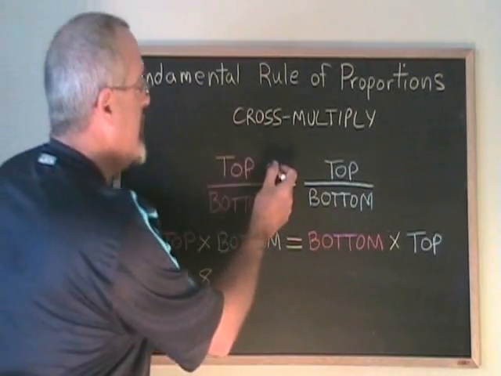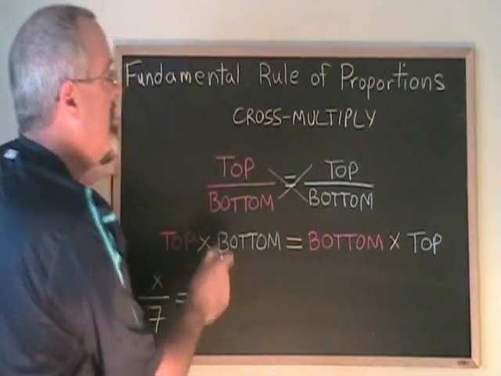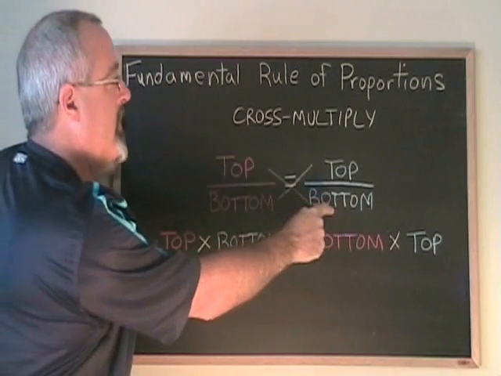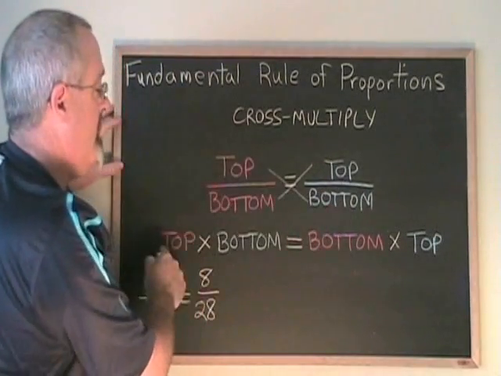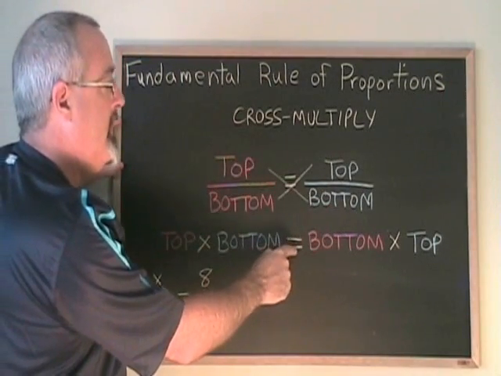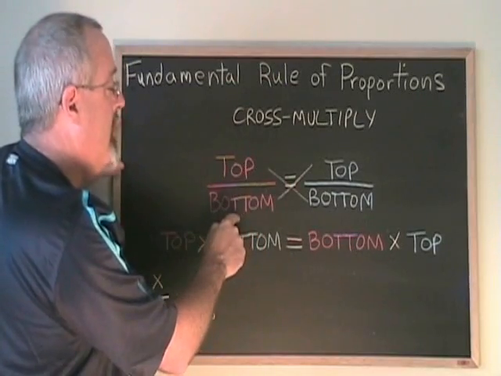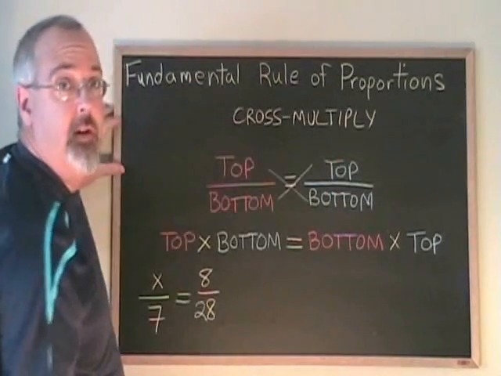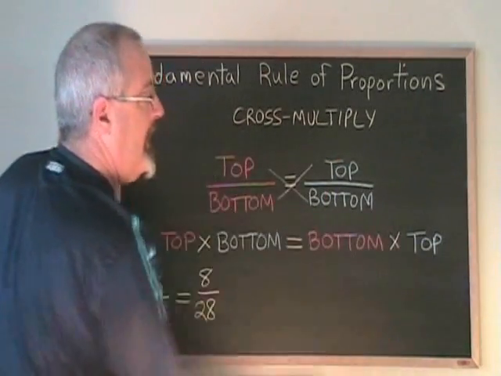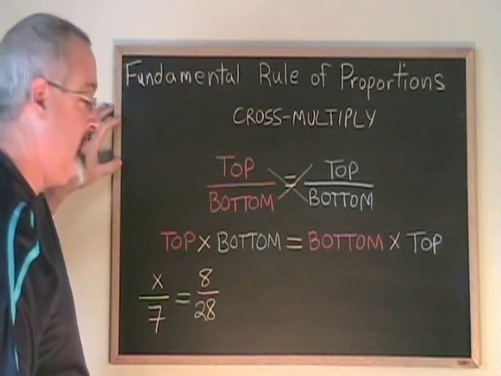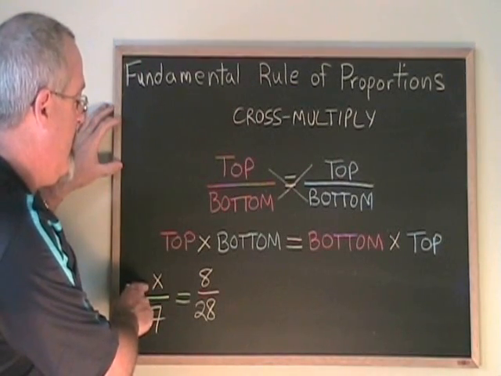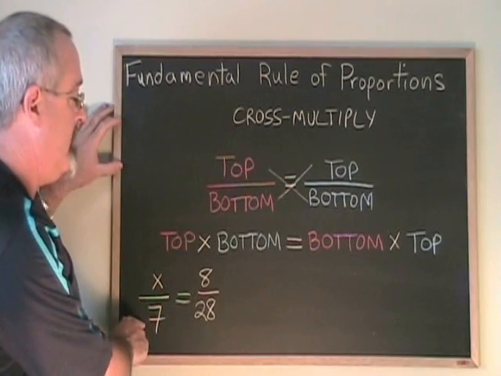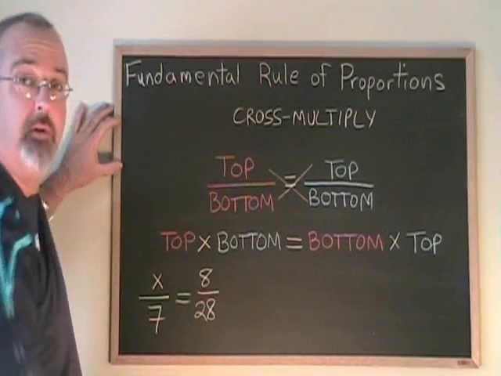Cross multiply means we multiply the top of one side by the bottom of the other, and write it like this, and then that's equal to the bottom of the first side times the top of the other. We write it like that. Let's do an example to illustrate it. Here we have a top of x, a bottom of 7, a top of 8, a bottom of 28.